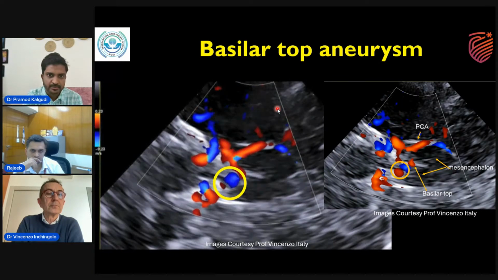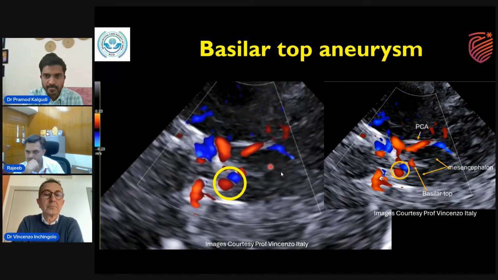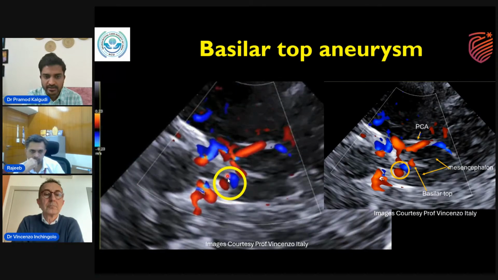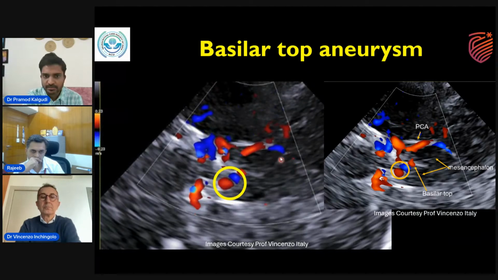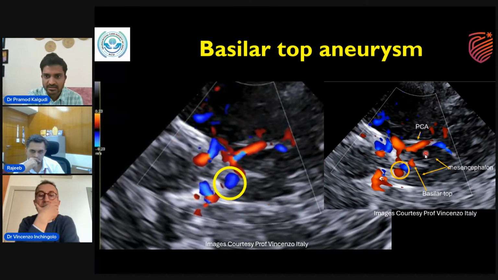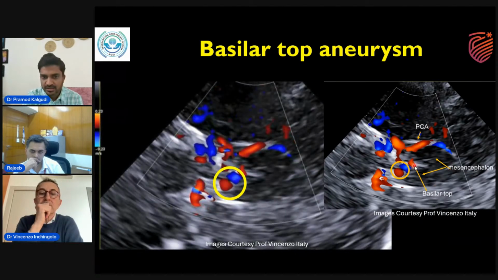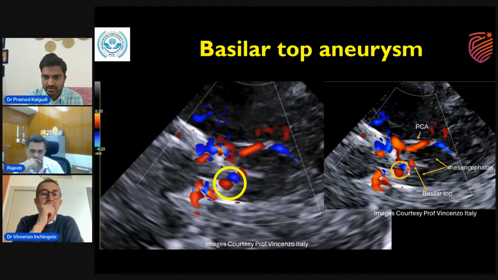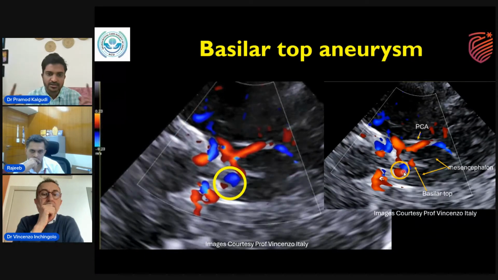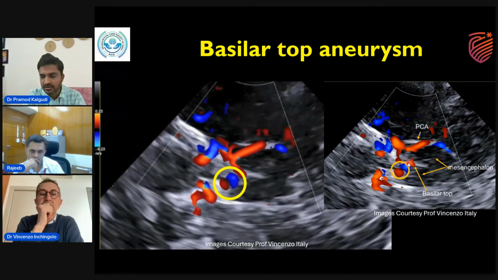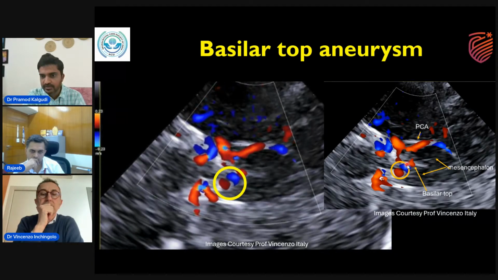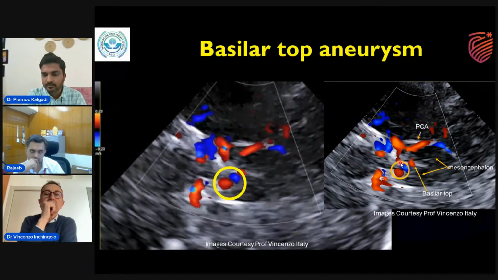So this is an example of a basilar top aneurysm. You can see blue and red on the color Doppler. This is the PCA, you can see here. This is the mesencephalon. All the images are done in the mesencephalic plane, more or less. So these are the vertebrals joining into the basilar and coming in between the mesencephalon, at the level of the pineal gland, behind the pineal gland.